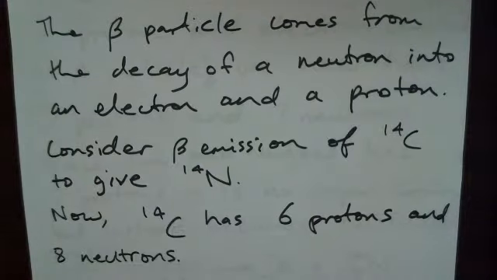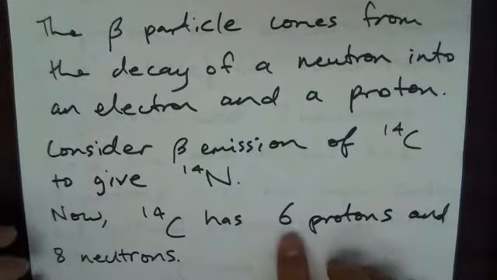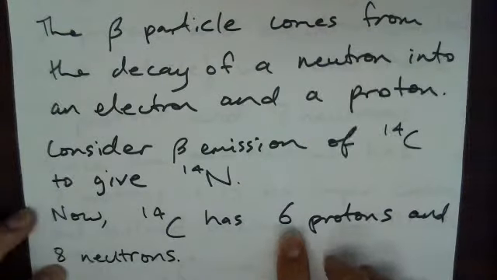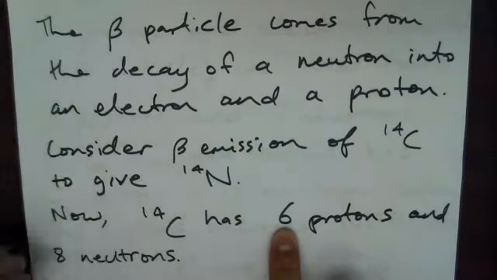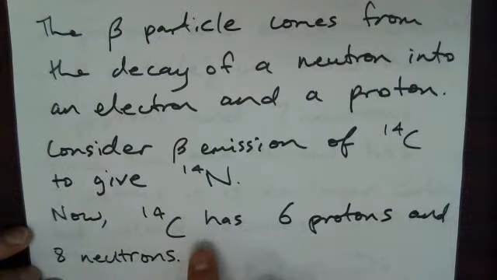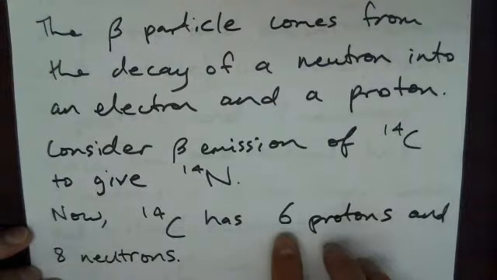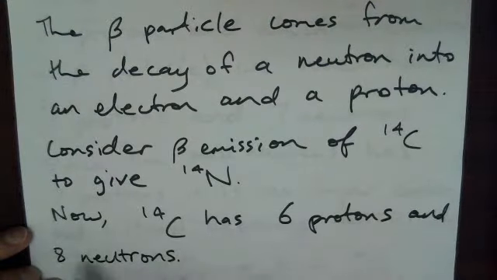Now, by definition, if one of these neutrons is converted to an electron and a proton, the electron leaves the atom and becomes its own particle. But the proton remains in that nucleus. And so now we've gone from a situation where we had 6 protons and 8 neutrons to one of these neutrons being formed into a proton and the electron that's been ejected. And so now if you have that emission of the beta particle, we must now have 7 protons and 7 neutrons.